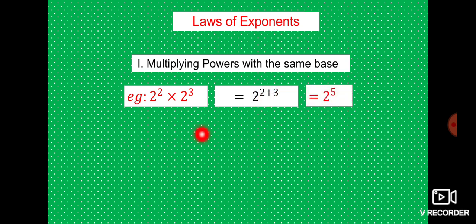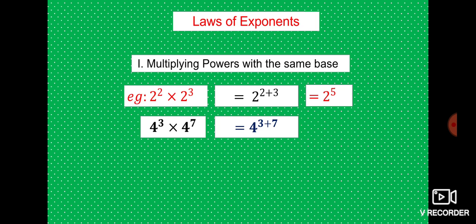Very simple. If the bases are same and the operation is multiplication, we add the exponents. We add the powers only, 2 and 3. That is 2 plus 3, 2 raised to 5. Another one, 4 cube into 4 raised to 7. Bases are same and multiplication comes. So 4 raised to 3 plus 7, that's equal to 4 raised to 10.